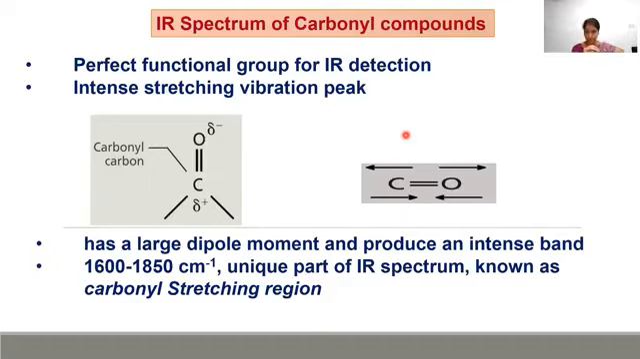Why is it considered the perfect functional group? Because of the intense stretching vibrational peak. The intense stretching vibration peak is observed because of a large dipole moment produced by the polar carbon-oxygen double bond. This bond shows absorption between 1600 to 1850 centimeter inverse, which is a unique part of the IR spectrum. So this region is also known as the carbonyl stretching region.